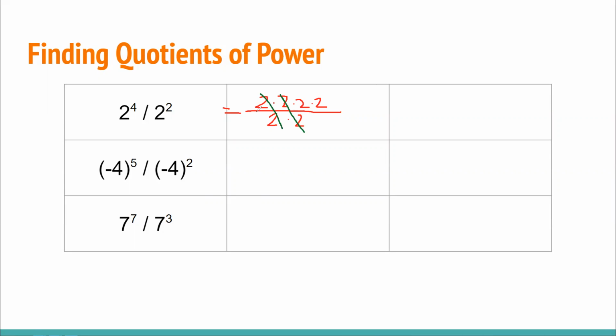Now it looks like from my work that the denominator just disappeared. That's not actually the case because we can multiply anything by 1 and it stays the same. So I'm going to add an extra times 1 right there.